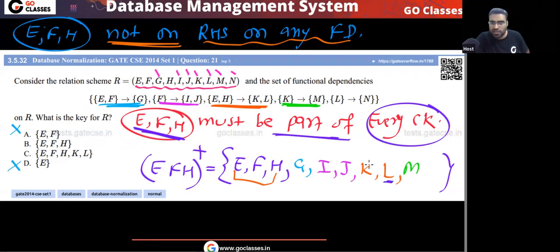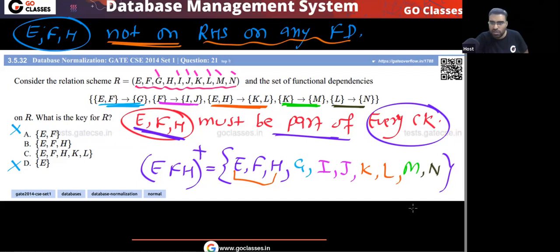Remember, L can give you N. So you got N also. Did we get everything? Just look at this and tell me. Yes, we got everything.